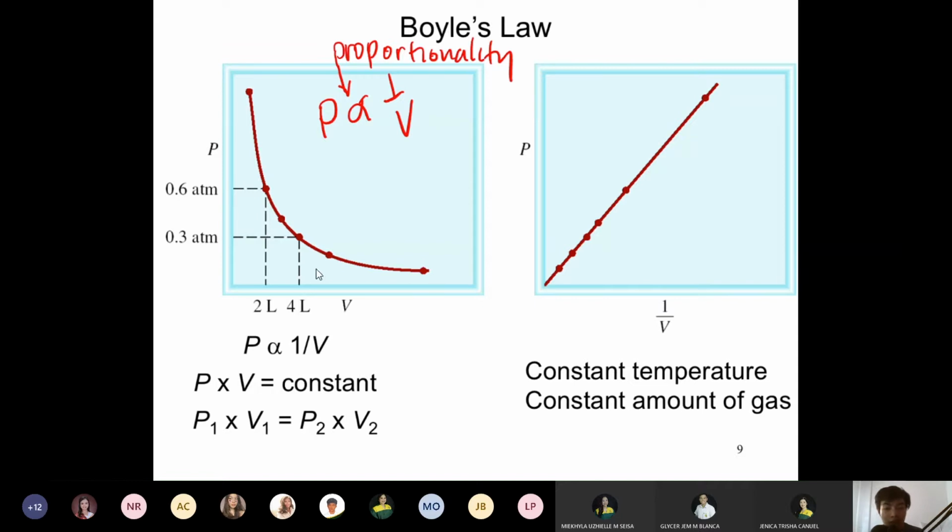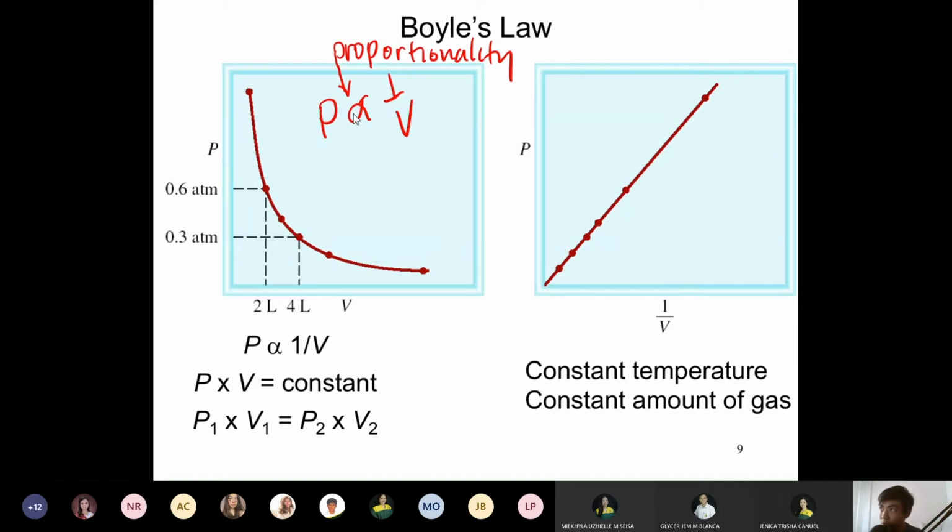So they are in opposite directions, no? So one goes up, the other goes down. Okay? So mathematically, we can derive some equations out of this proportionality when we introduce a constant. So let's rewrite this mathematically wherein we can introduce a constant, the constant of measurement.